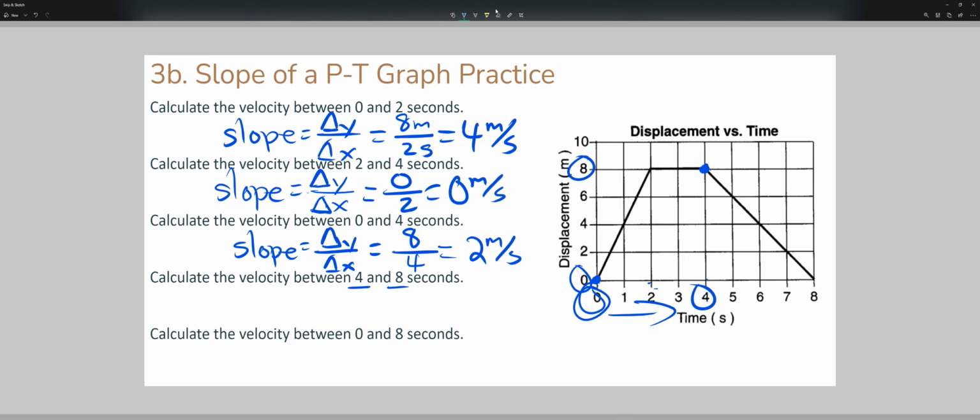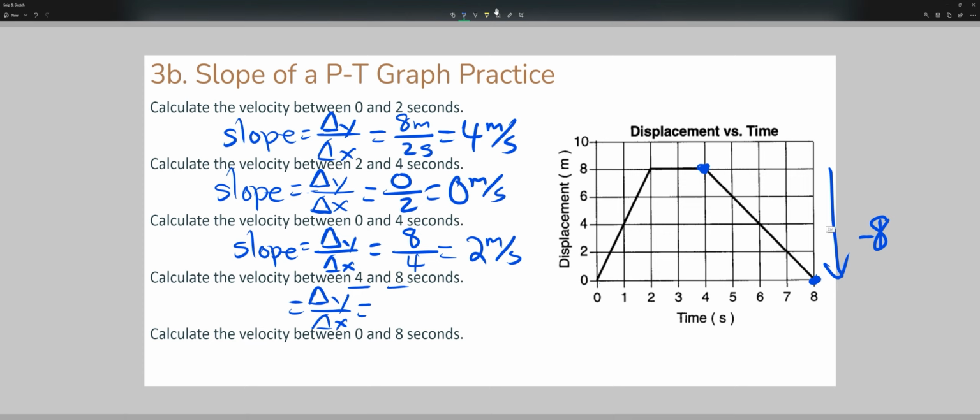We go to the next question. They wanted to calculate the velocity between 4 and 8 seconds. We start here, we end here. My change in y over change in x: I'm going from 8 to 0. I start at 8, I end at 0. I went down, so my change in y is -8. My change in x going from 4 to 8 is 4. So my answer here is -2 meters per second.